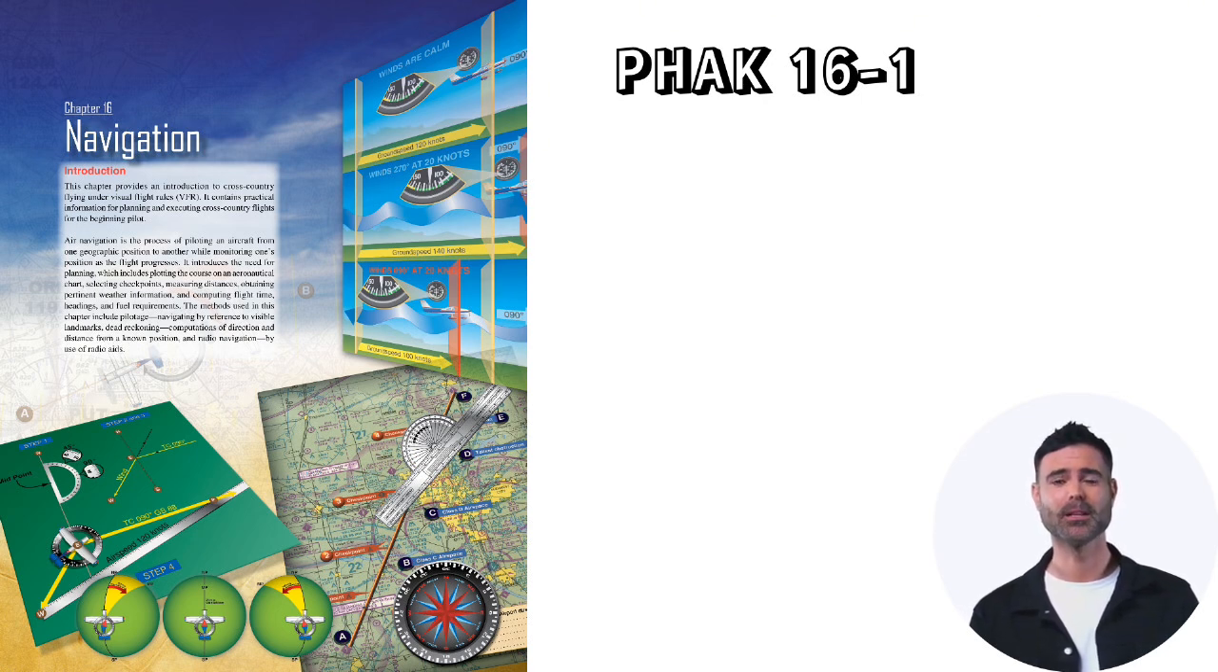The methods used in this chapter include pilotage, navigating by reference to visible landmarks; dead reckoning, computations of direction and distance from a known position; and radio navigation, by use of radio aids.